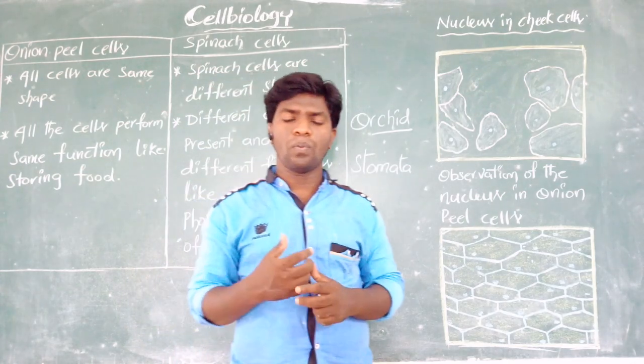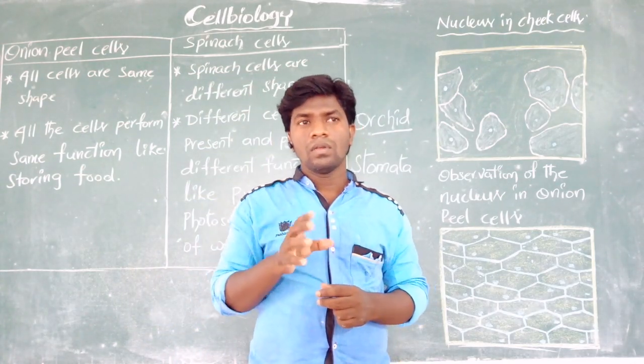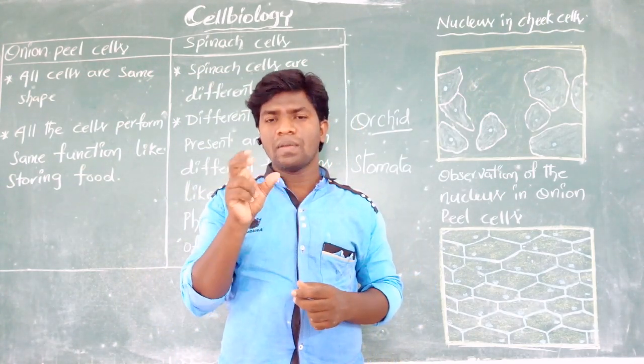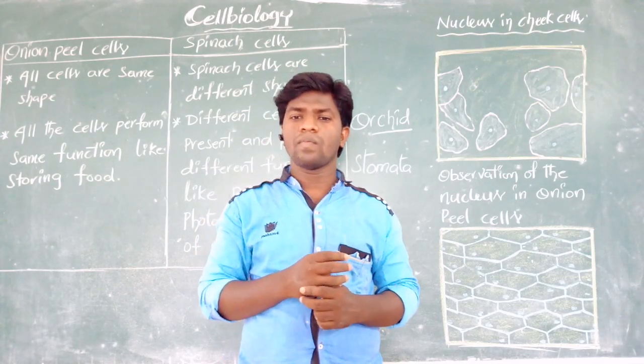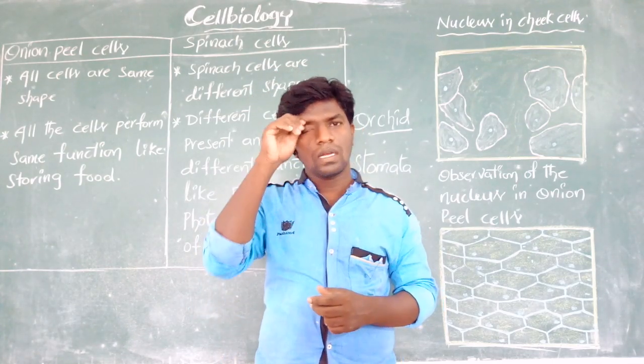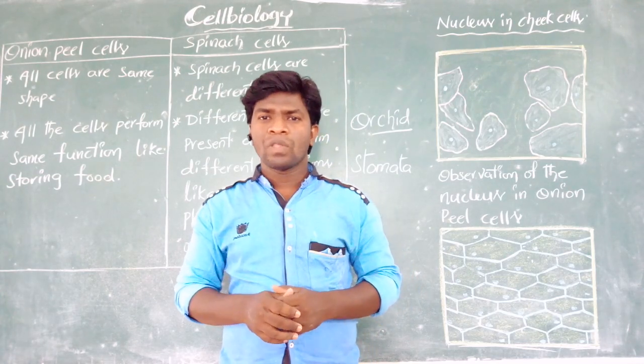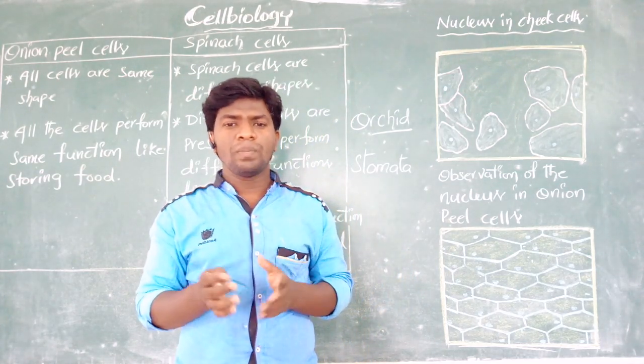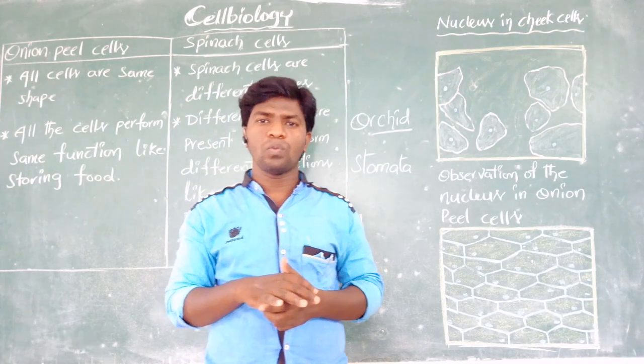Okay, now coming to the point. In the cell, the basic unit of life lesson, we discussed already about onion peel cells and human cheek cells. How the onion peel cells are observed under the microscope, we learned already.